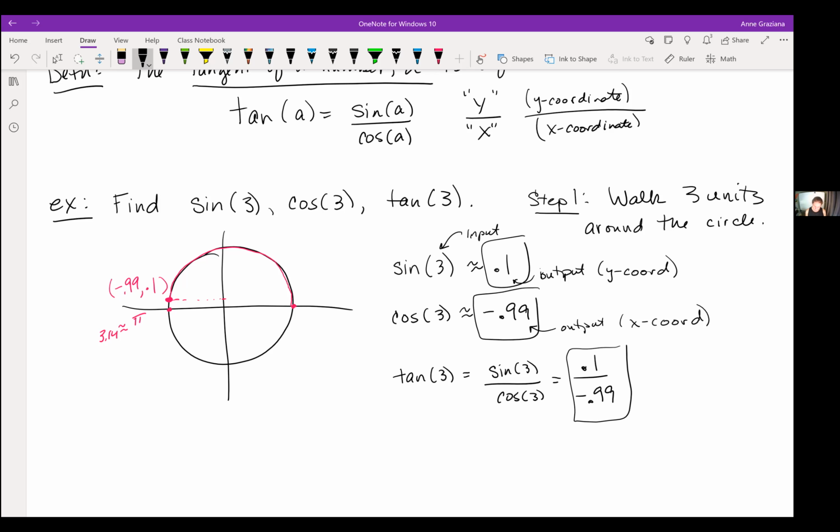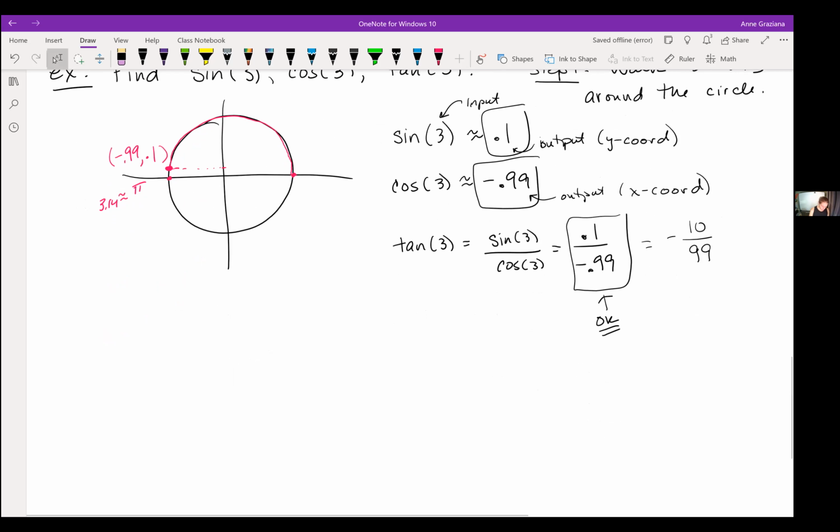But if we deal with our arithmetic a little bit, if I move this 2 places, I can move this 2 places. So this is the same as 10 over 99. Also, if you want, I will accept the decimal. If you get something like that divides nicely, sometimes it helps to go ahead and do the division. But since they're approximations, that's really hard to do. Okay. This is okay. All right, let's do another one.